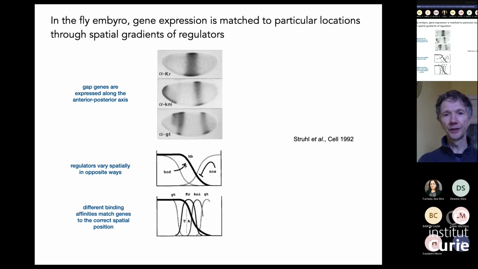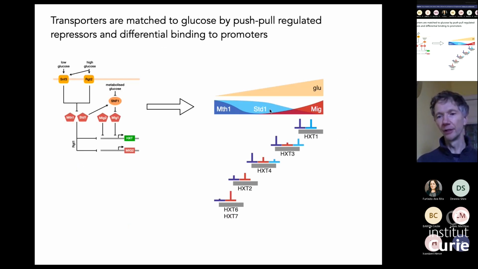And the way that the cell does that is it creates two spatial gradients of regulators. Bicoid, let's focus on that one. Bicoid falls from one end of the embryo to the other, and nanos falls in the opposite way across the embryo. And this is mimicking, we think, this type of behavior.